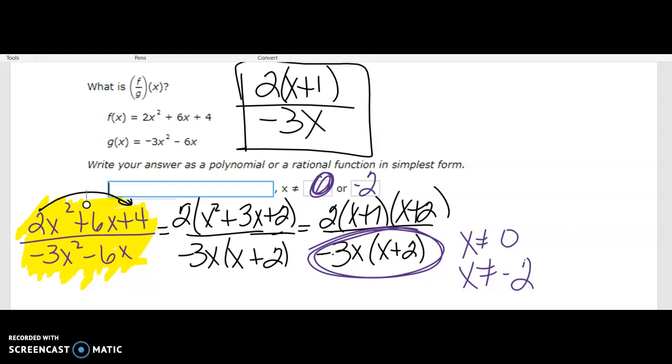Now, what happened? I had an x plus 2 on top and an x plus 2 on bottom. Anytime you have something on top and something on bottom, you can cancel them out. But I had to find the domain first before I could do that.